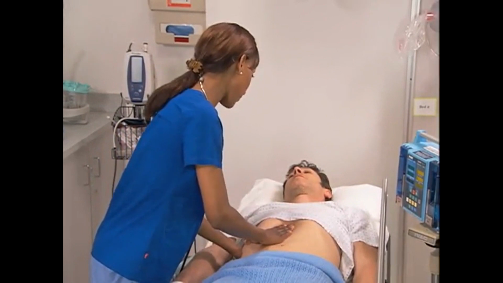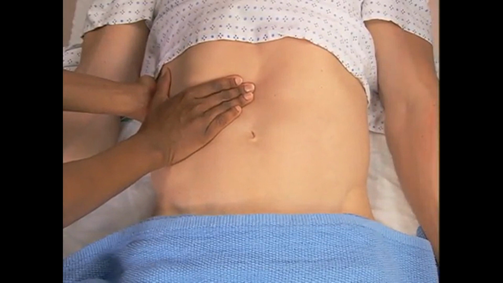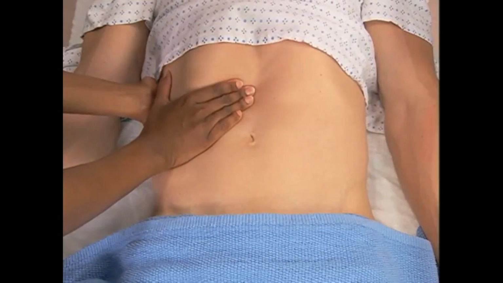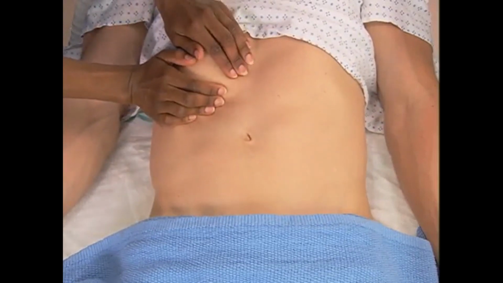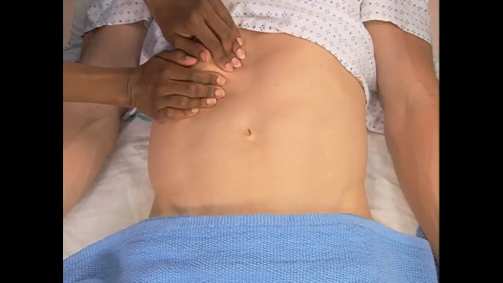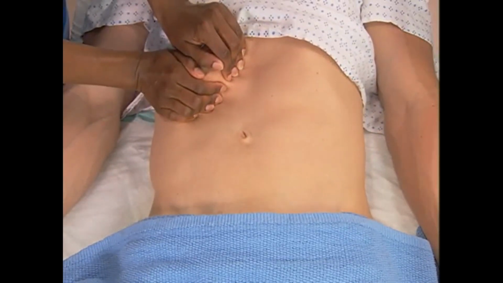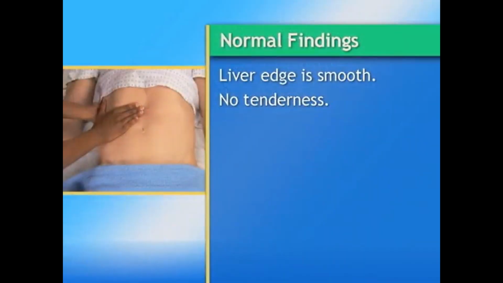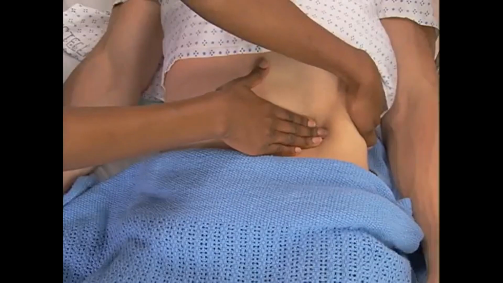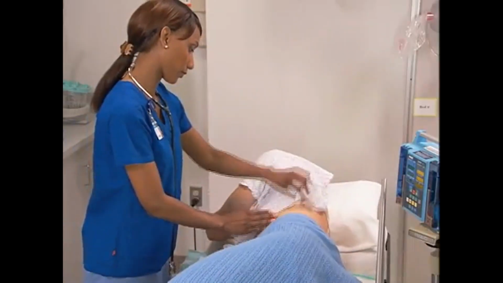Next, attempt to palpate the liver, which is usually non-palpable, noting consistency and tenderness. First, palpate bimanually. Now take another deep breath for me, please. Then palpate by hooking. Now exhale. Liver edge is smooth, no tenderness. Next, palpate the spleen. Palpation may be performed with the client supine or on his right lateral side.